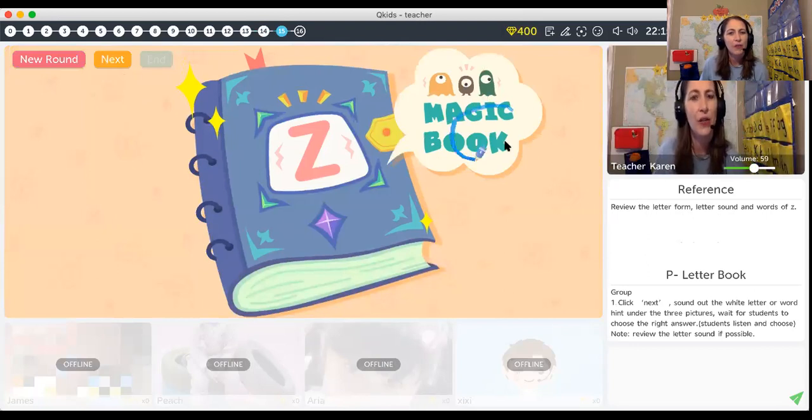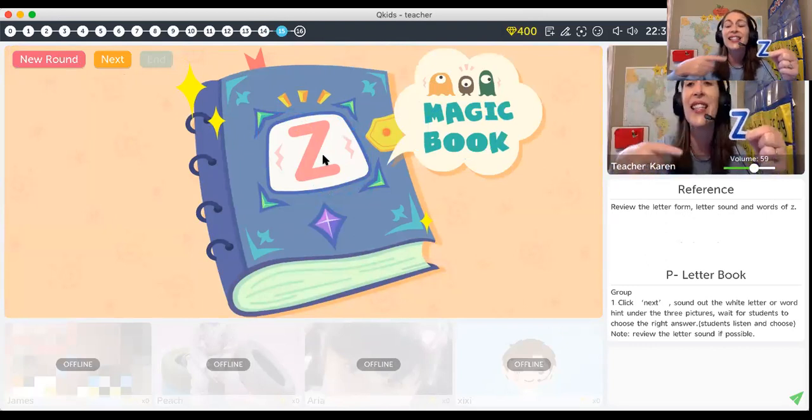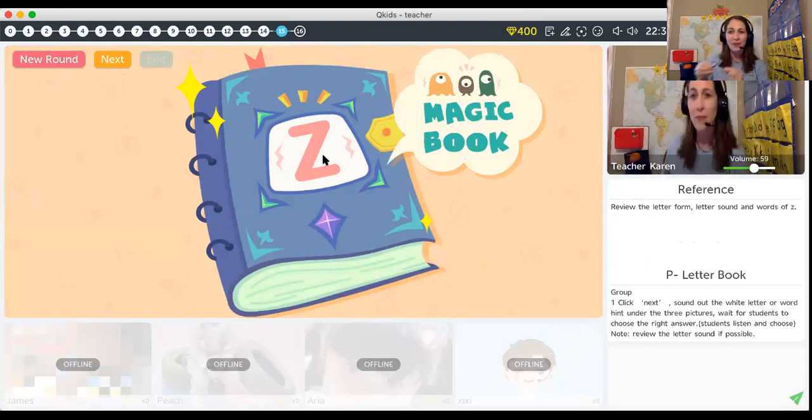So you go through the magic book. We're going to go through the letter book. What letter did we learn today? Yes, we learned letter Z. What sound? Yes. Z, Z, Z, Z, big Z, and small z.